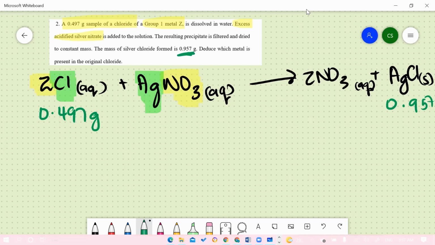So you'd end up at a dead end. That's true. That's what I am asking you. What can we do? If you have the mass, we can find the number of moles, and we use like 0.957 grams.